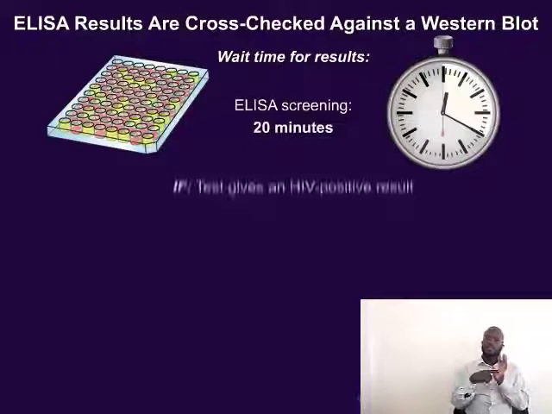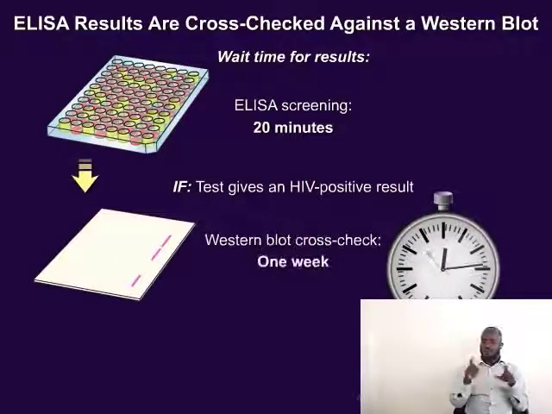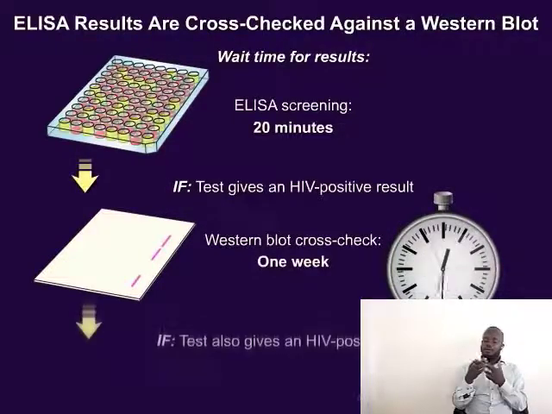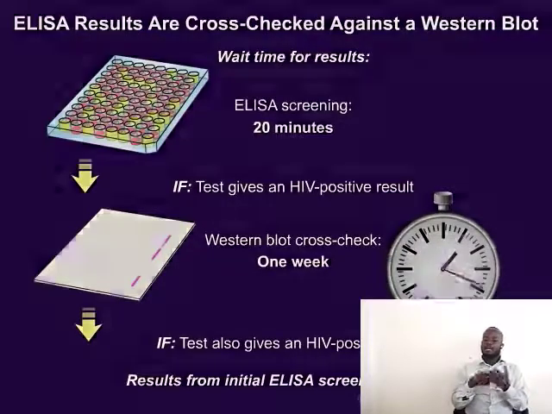Any ELISA result indicating that you are positive for HIV will then need to be cross-checked against a Western blot test in order to confirm the findings of the ELISA test. Results from a Western blot test are normally available in a week.